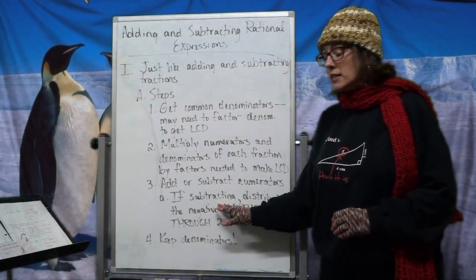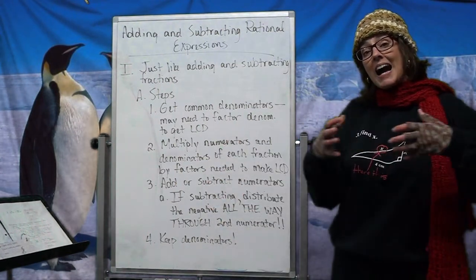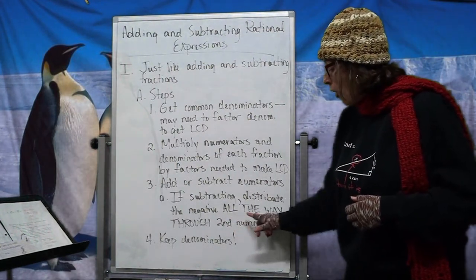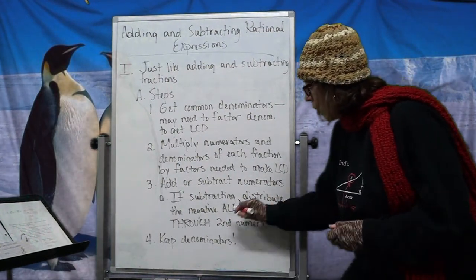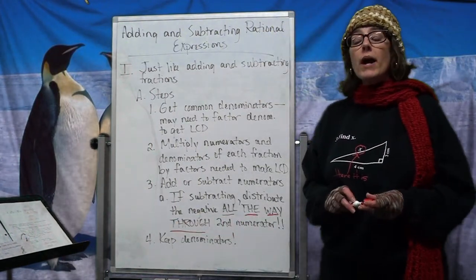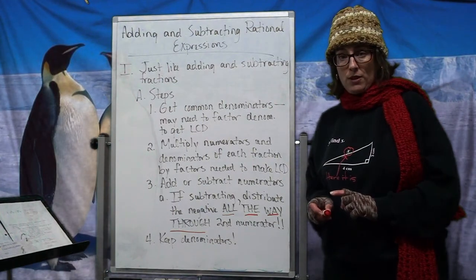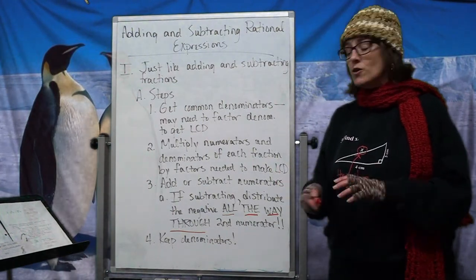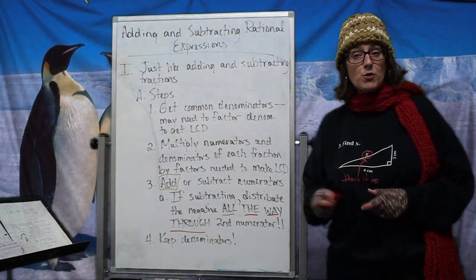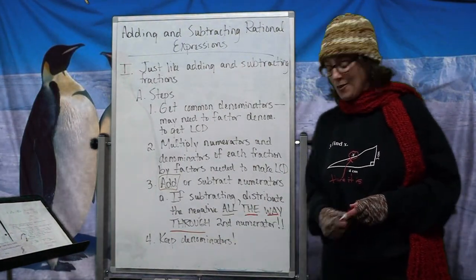If you are subtracting, recall that you're subtracting the entire second numerator. So you need to distribute that negative all the way through. Notice that's in all caps because this is where people mess up. All the way through the second numerator. All the way through. And when you do, it kicks it back into an addition problem. You can combine up those numerators and keep that denominator.